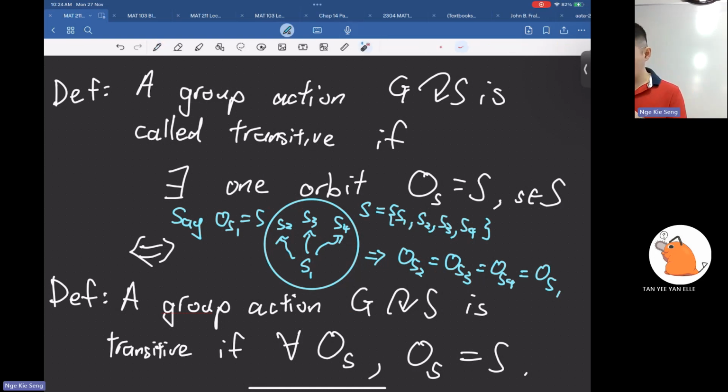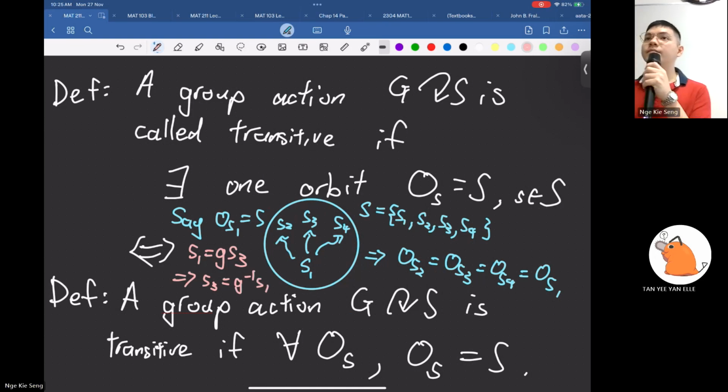Question. If I have a path from S1 to S3, can I make a path backward or not? So say X1 equals G S3. Can I go from S3 to S1? How do I go from S3 to S1? By adding on a group element. That implies that X3 equals G inverse of X1. Okay or not? So this path is actually reversible.